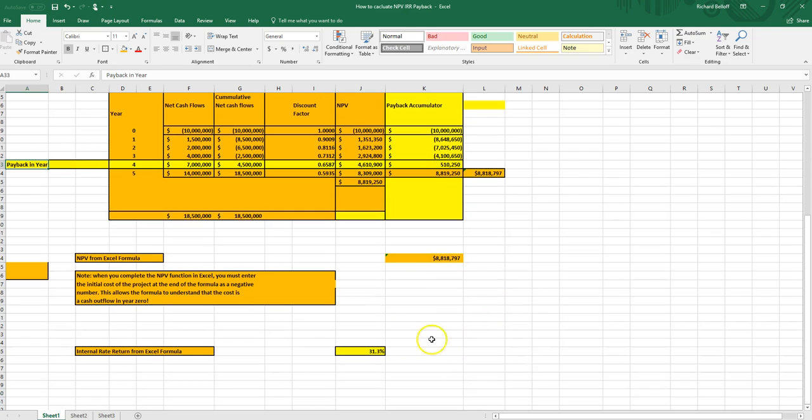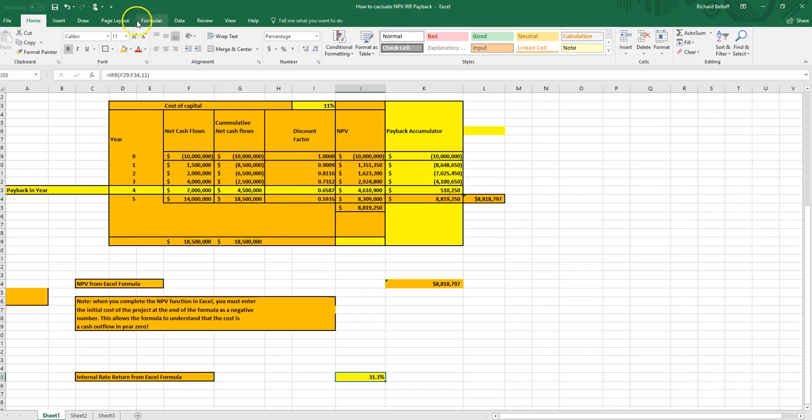Now, the last thing we're going to do is show you how to calculate internal rate of return. There are a couple of ways to calculate internal rate of return. There is a formula. It's in the book. I never use it. I always use the Excel formula, because it's so darn easy. Now, let me show you how this is calculated. I've already done it at 31.3%, but let me go get the formula up here.